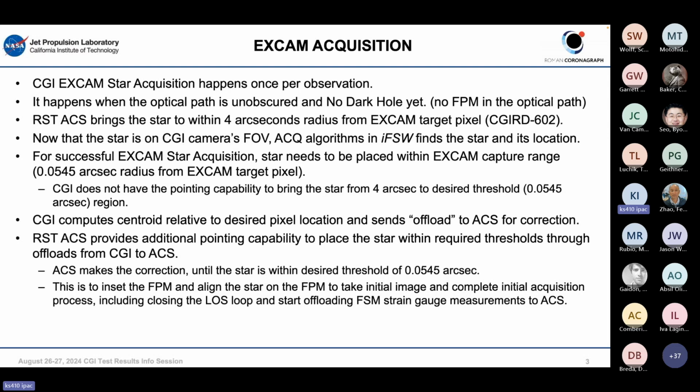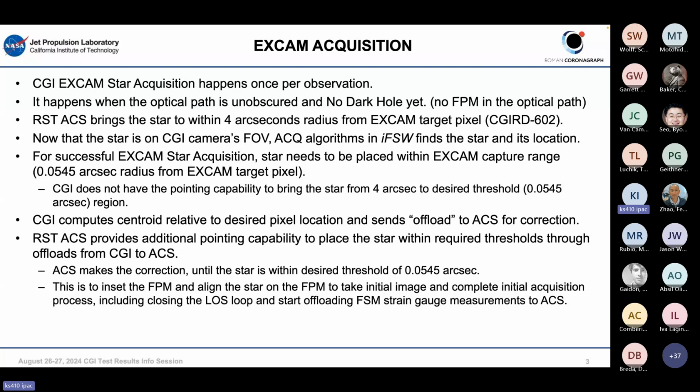Okay, the XScan acquisition happens once per observation, at the very beginning, when CGI starts doing its thing. So it happens when the optical path is unobscured. So the focal plane mask is not inserted yet. So there's no dark hole yet at the beginning. So we have this interface requirement with the Goddard ACS team that they would bring the star within 4 arc seconds of our XCAM target pixel.